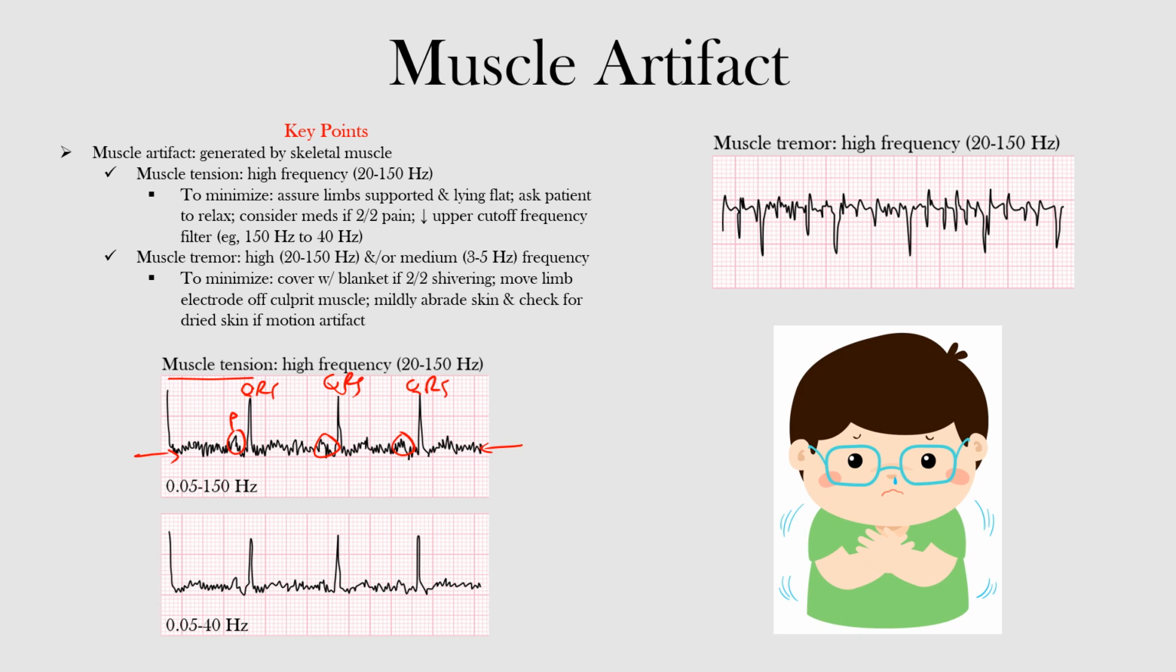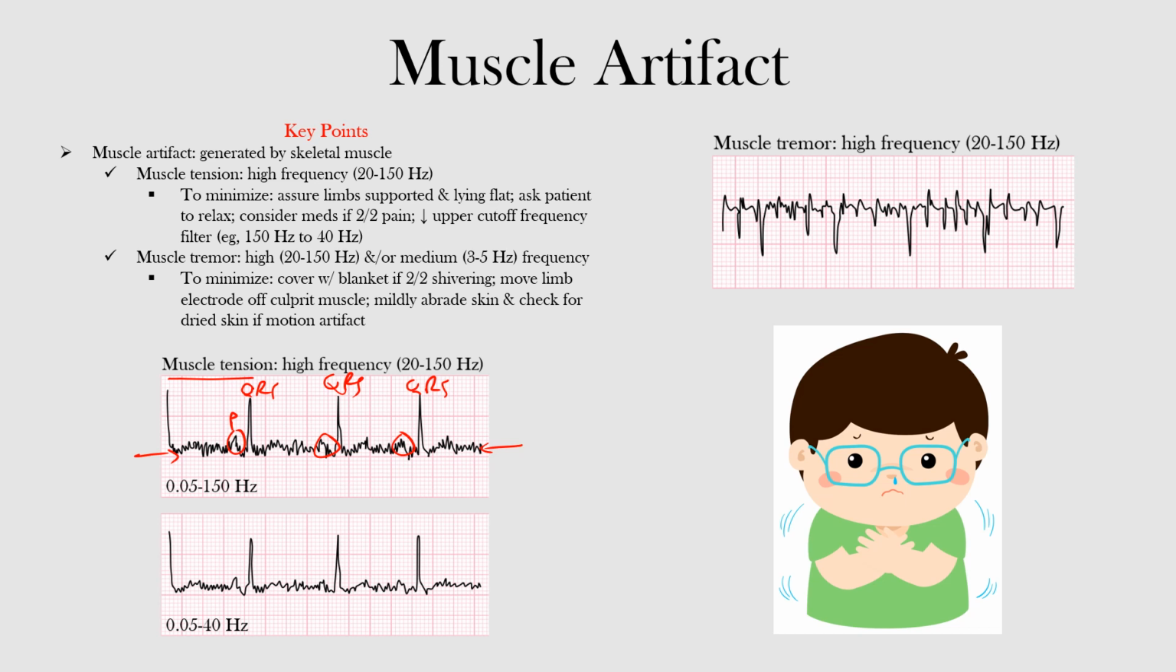You want to make sure that all the limb leads are supported and that the patient is lying flat. You can also ask the patient to relax to help relieve the muscle tension, and if pain is likely the cause of it, you may consider giving pain medications. You can also try lowering the upper cutoff of the frequency filter from 150 hertz to 40 hertz to reduce the muscle artifact.